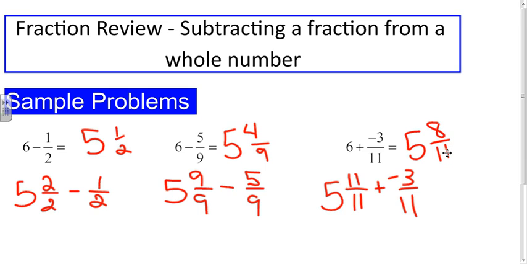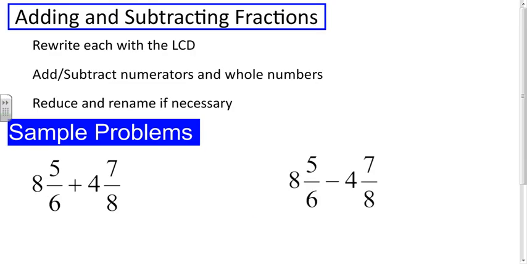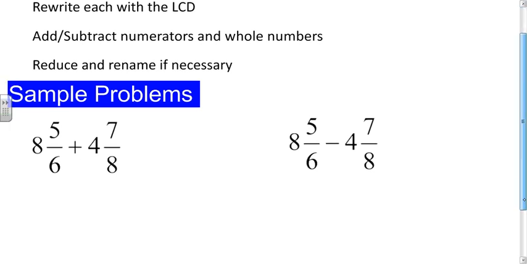If you're noticing here, all you're really doing is subtracting the numerator from the denominator, and then decreasing the whole number by 1. That is exactly what's happening. All right, so now if I have mixed numbers, I want to make sure I rewrite each fraction with the least common denominator. I'm going to add and subtract the numerators and whole numbers. And sometimes it's helpful to think about them as separate pieces, which we'll look at in a second. And then I'm going to reduce and rename if necessary.